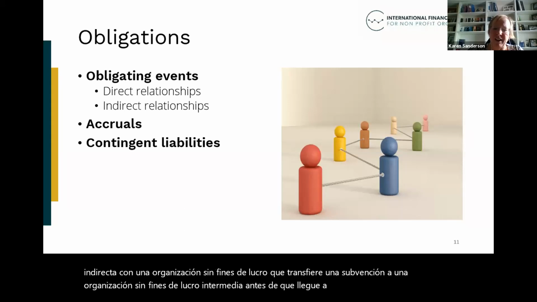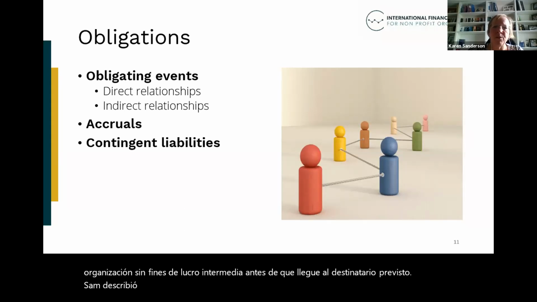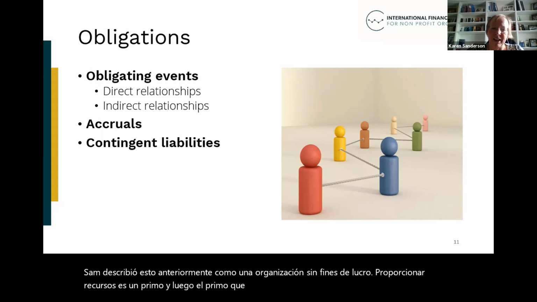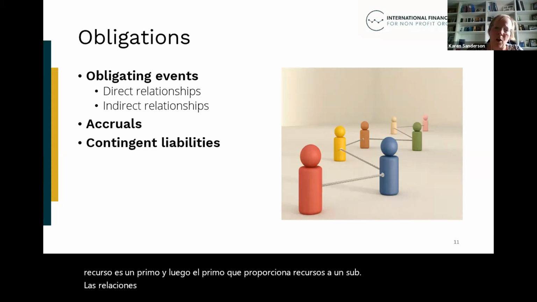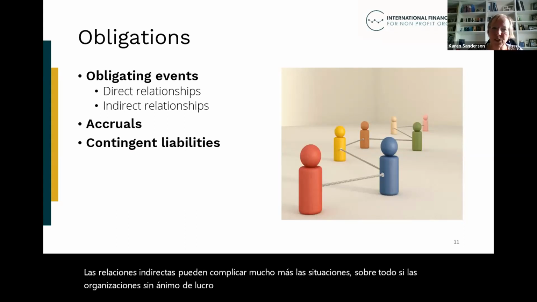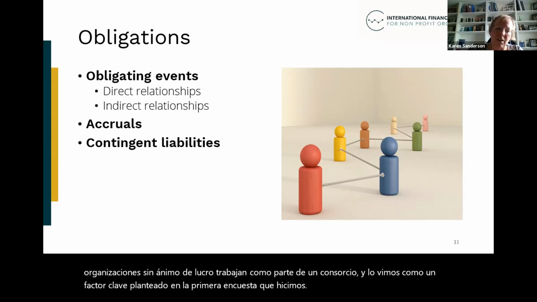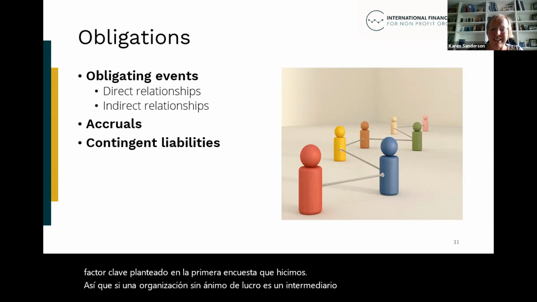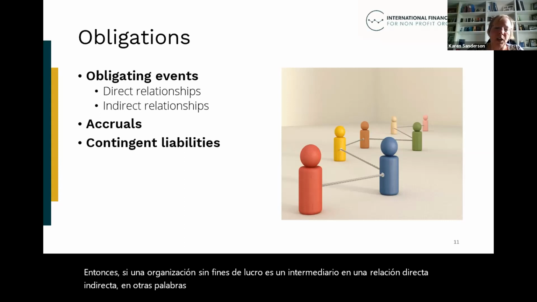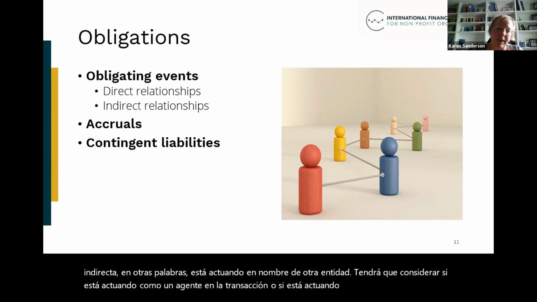Sam described this earlier as a non-profit organisation providing resources as a prime, and then the prime providing resources to a sub. Indirect relationships can make situations much more complicated, particularly if non-profit organisations are working as part of a consortium. And we saw that as a key factor raised in the first poll that we did. So if a non-profit organisation is an intermediary in indirect relationships, in other words, it's acting on behalf of another entity, it will need to consider whether it is acting as an agent in the transaction or whether it's acting as a principal. And I'll come back to that in a minute.